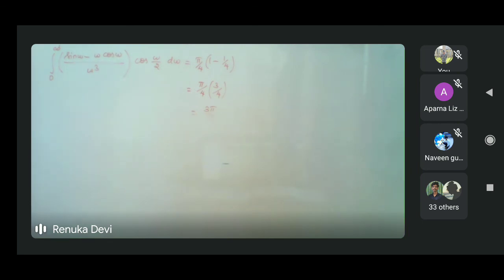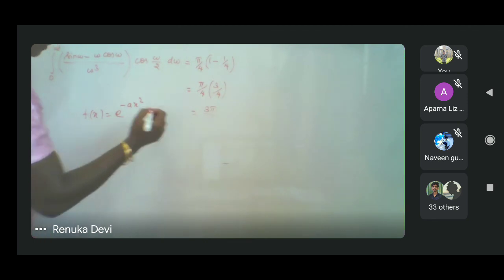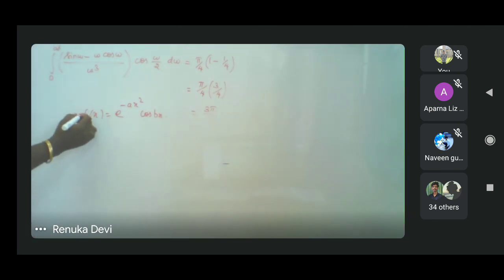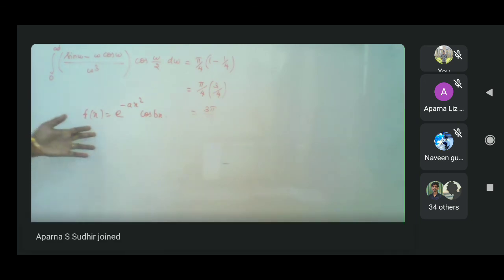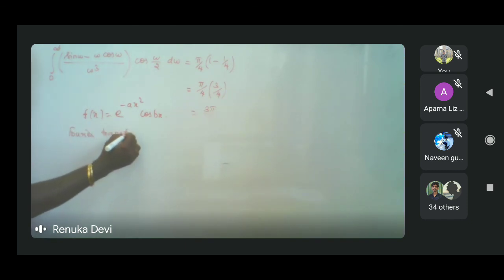Fourier transform of f of x is equal to e power minus a x square into cos bx. Okay, just try. Find the Fourier transform. It is not asked to evaluate and all. So just find the Fourier transform of the function. Just get started and complete it on your own.